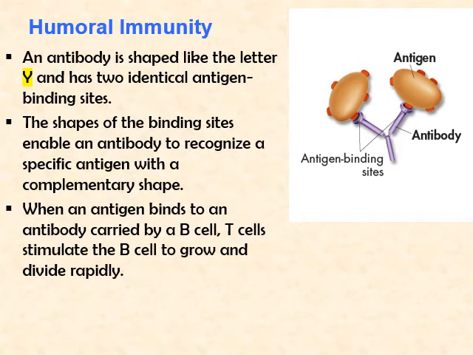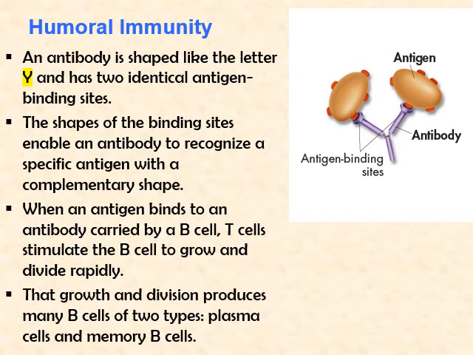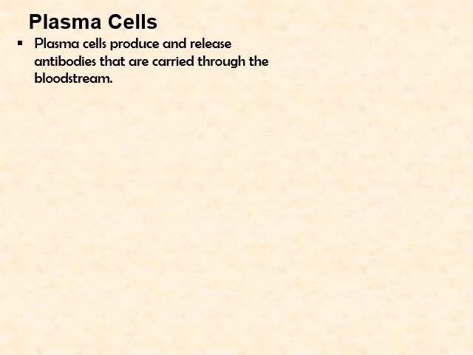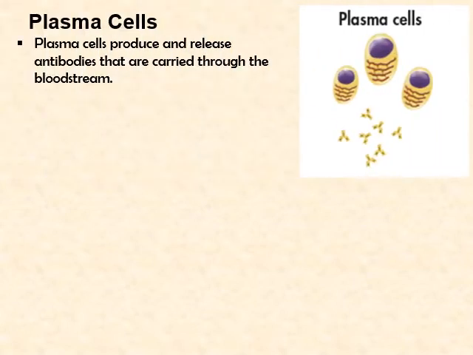When an antigen binds to an antibody carried by a B cell, T cells stimulate the B cells to grow and divide rapidly to produce two main types of cells. These two main types of cells are the plasma B cells and the memory B cells. The plasma B cells, or simply called plasma cells, produce and release antibodies that are carried through the bloodstream.